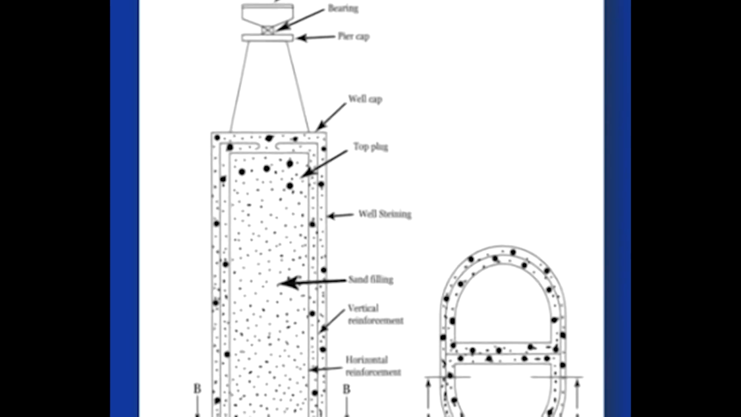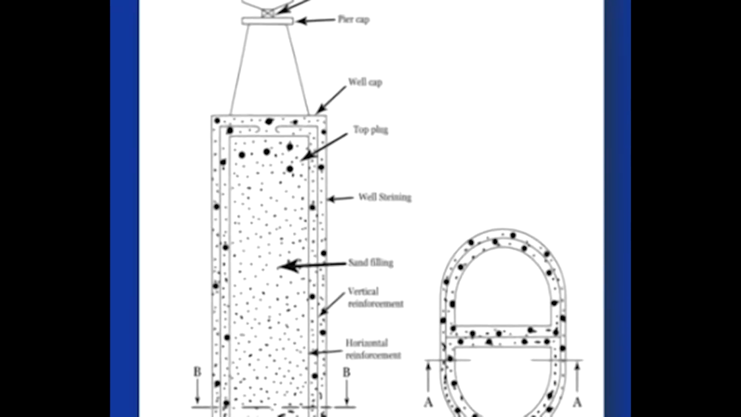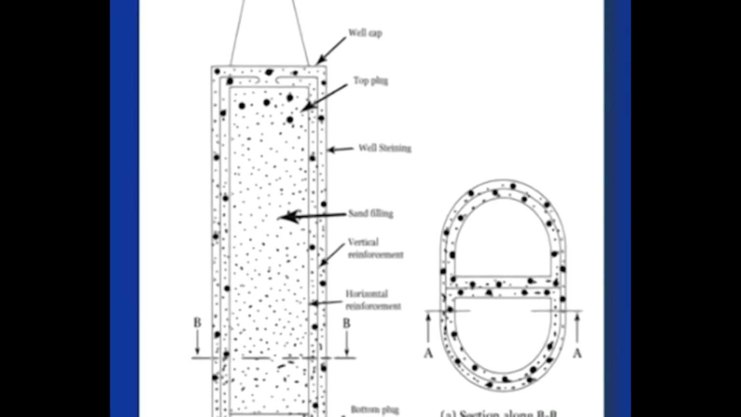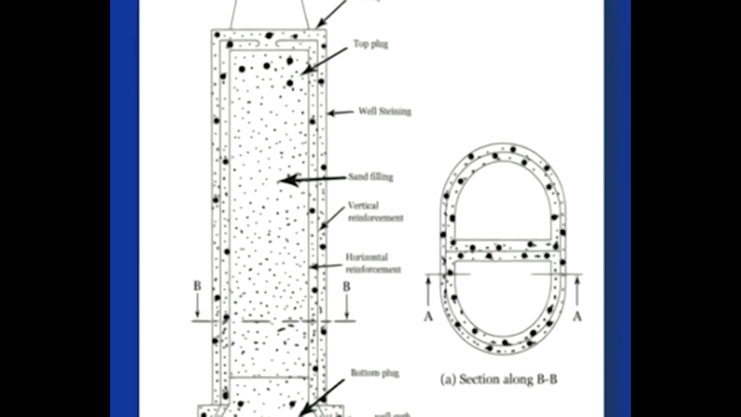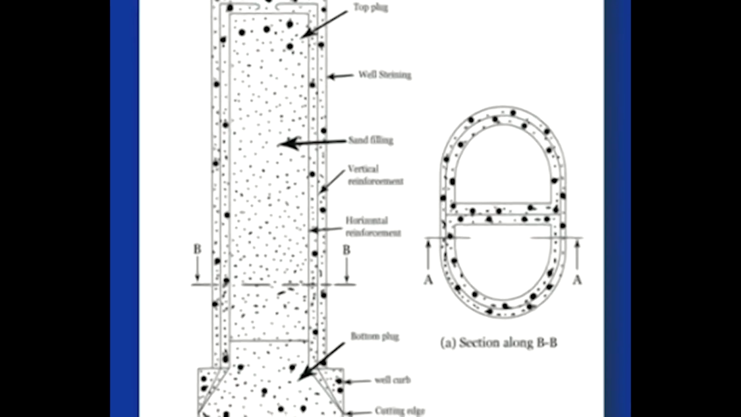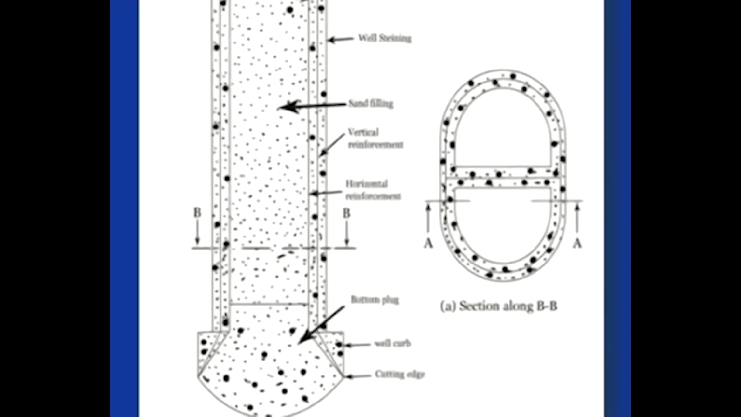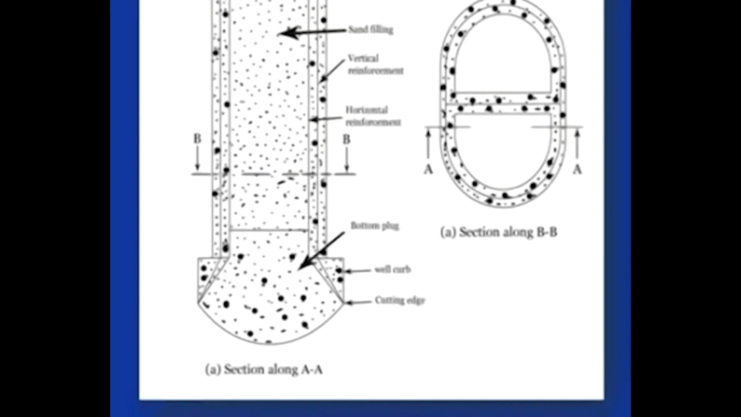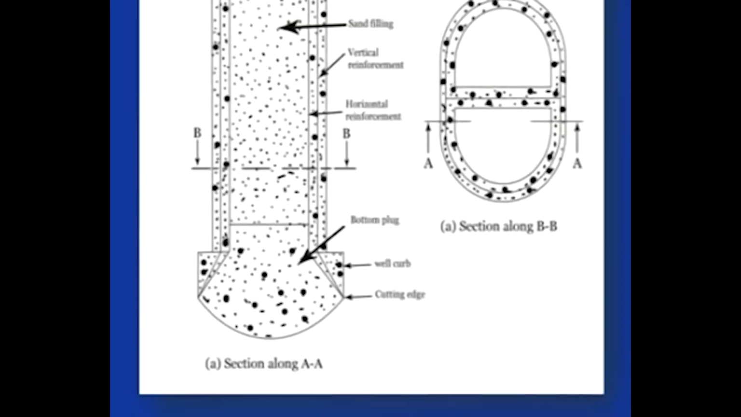And in contact with the pier, the first component of the well foundation comes, that is the well cap. You can see here that this is the well cap. Below that, the well cap is connected to this vertical shaft, called the well steining. This is connected to a curved structure called the well curb, and a cutting edge is connected at the bottom of the well curb. It facilitates the sinking of the well.